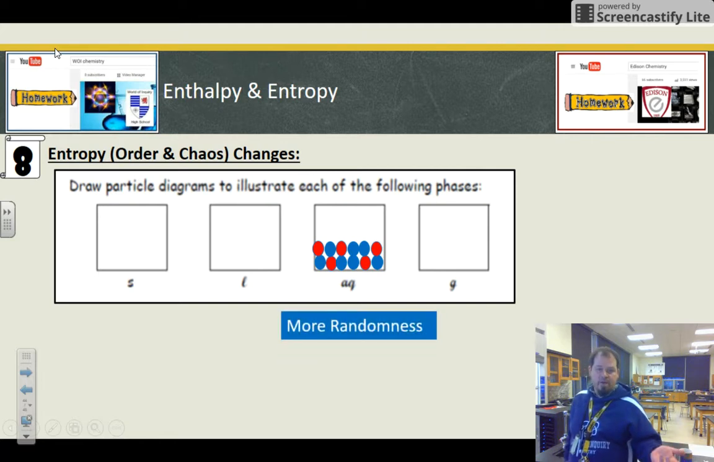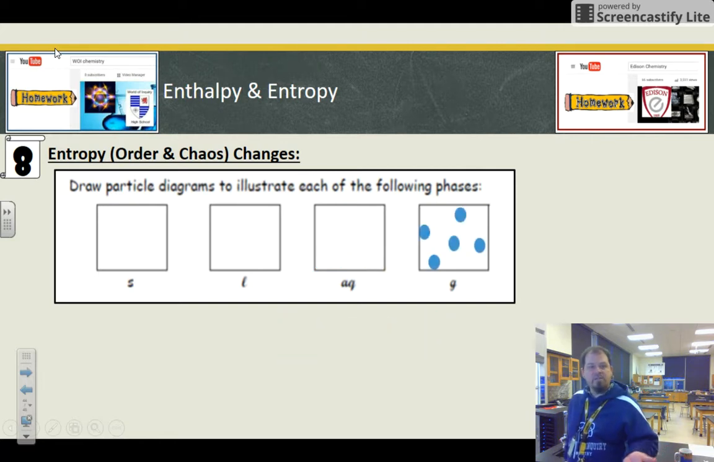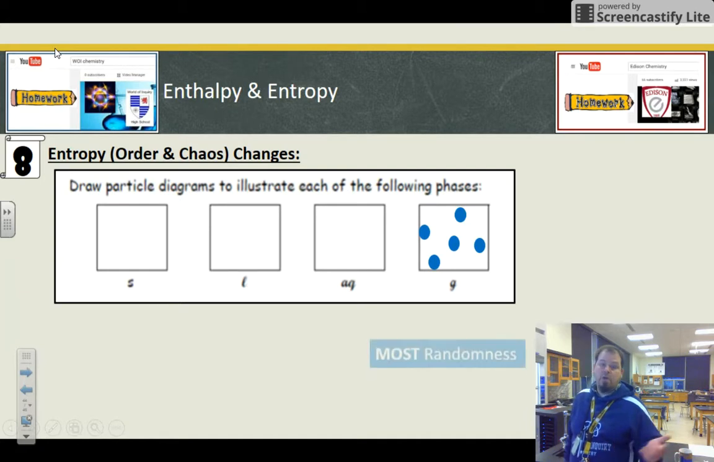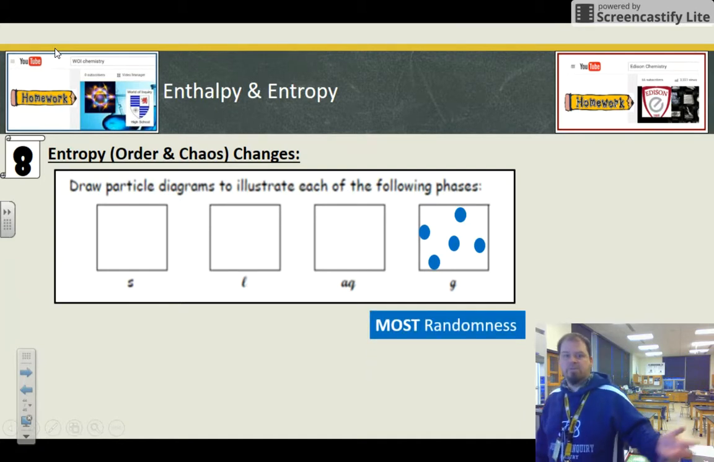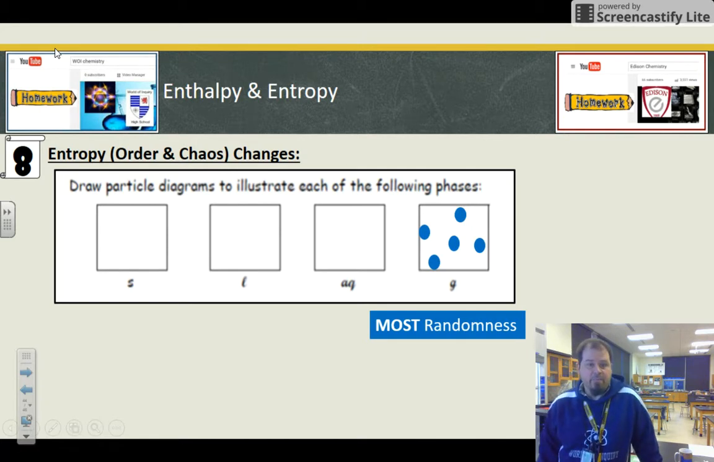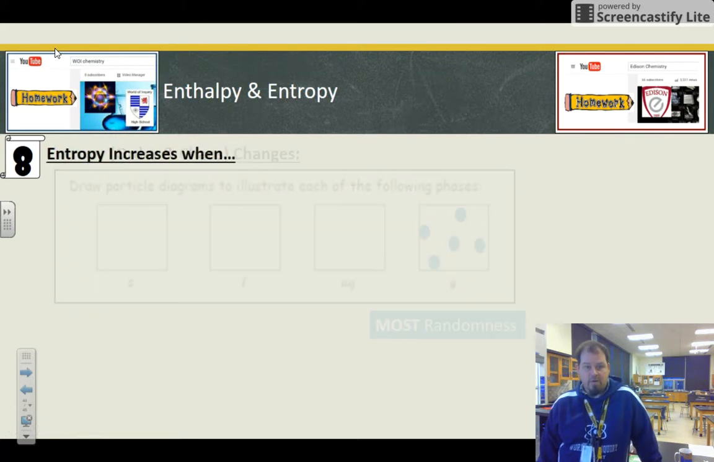And then the ultimate randomness is gas, because gas is all over the place and they're just going in random straight line motion. So randomness is high when I'm going in random straight line motion. I can't even predict where I'll be in the container in the next few minutes because I could bump into something and go in a different direction.